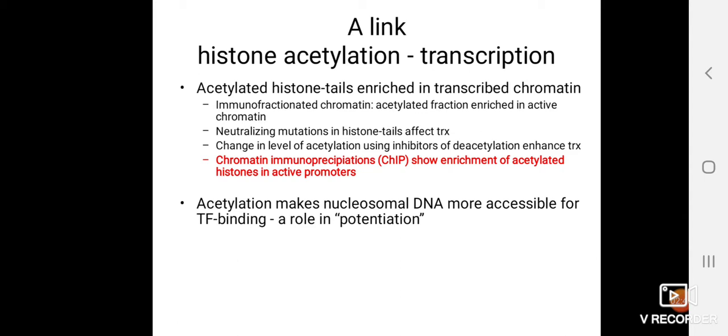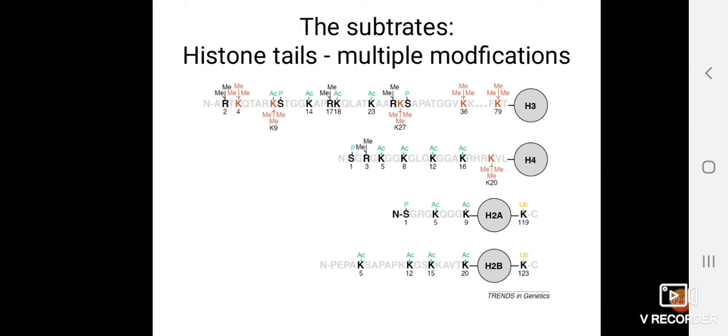So acetylation is going to make the nucleosomal DNA more accessible for transcription factors, which has a role in the potentiation or the initiation of transcription. You can see these are the different core histone proteins, and they have different numbers of lysine amino acids within the N-terminal chain. K is the lysine amino acid which undergoes acetylation, and which changes the nature of these lysine amino acids.